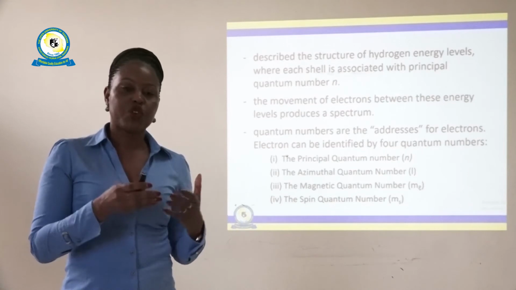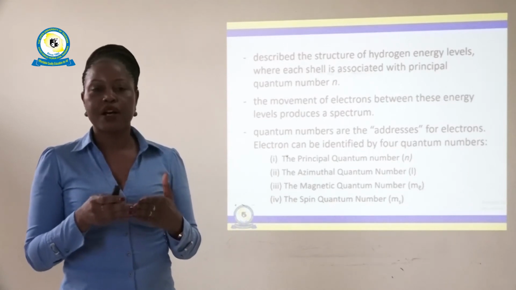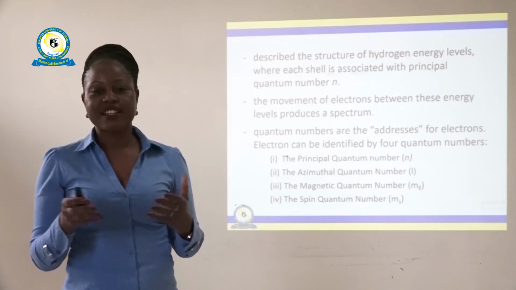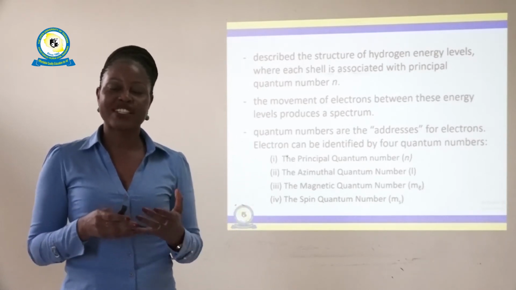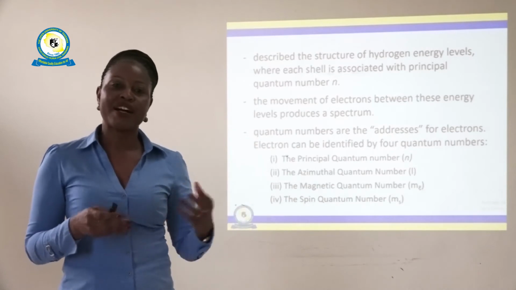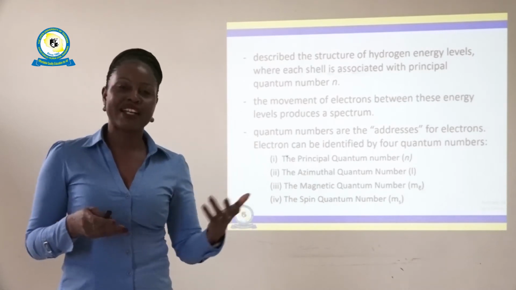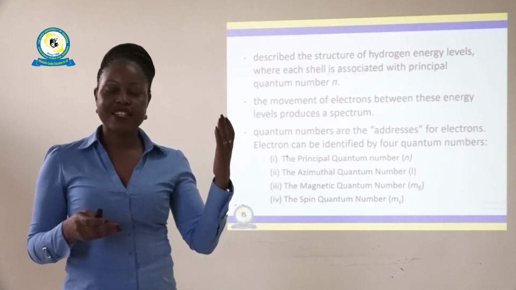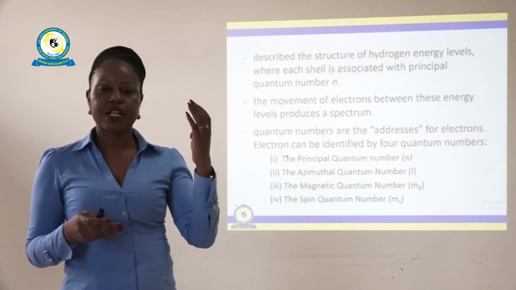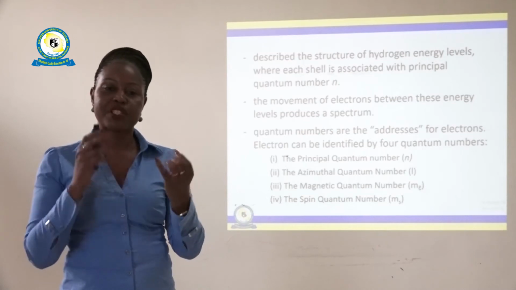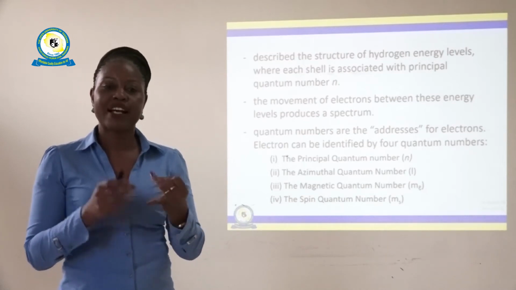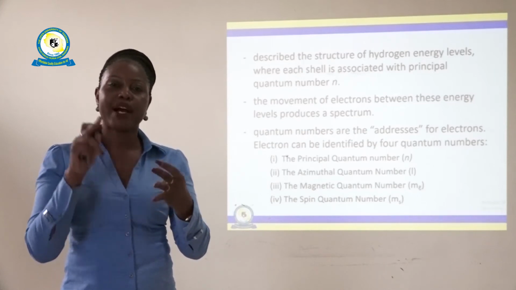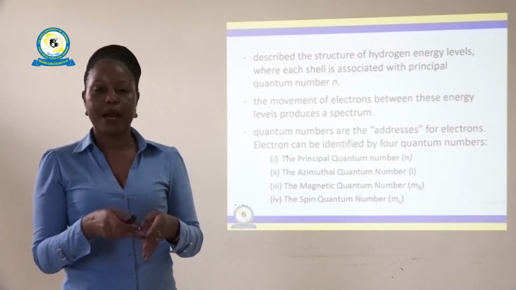Now this model established a set of numbers called quantum numbers, which we say are like addresses. We know that an address may have a street number, a regional number, and so on and so forth. So the electron is described by four specific quantum numbers. The first one is the principal quantum number, then the azimuthal quantum number, the magnetic quantum number, and the spin quantum number.